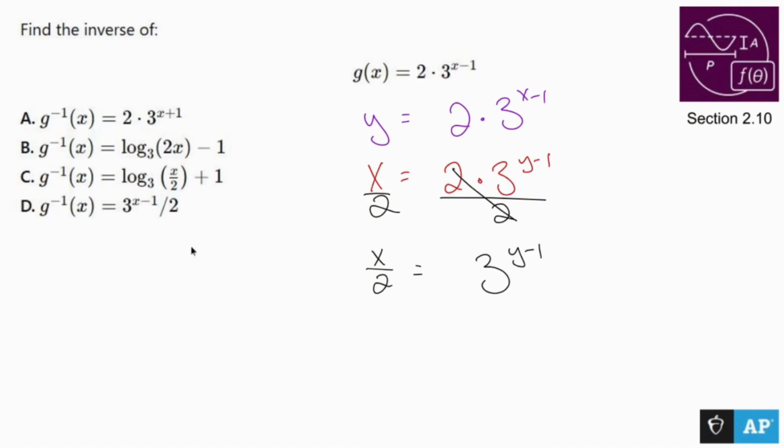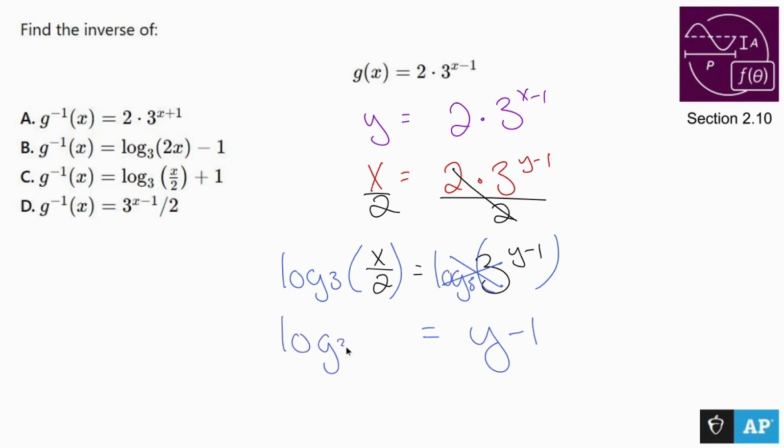In order to get rid of a base 3, what we're going to do is log base 3 both sides. Log base 3 both sides, and the base 3 and the 3 cancel each other out, leaving us with y minus 1 on the right. On the left, log base 3 of x over 2.